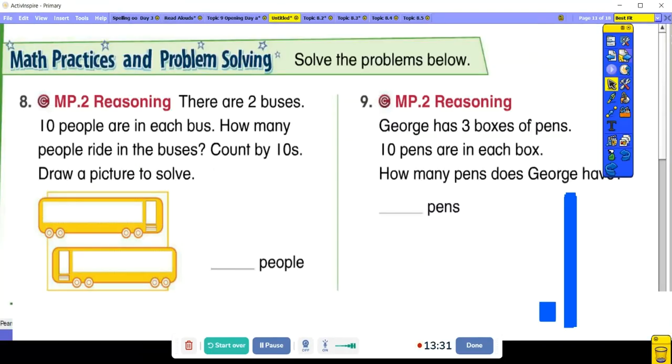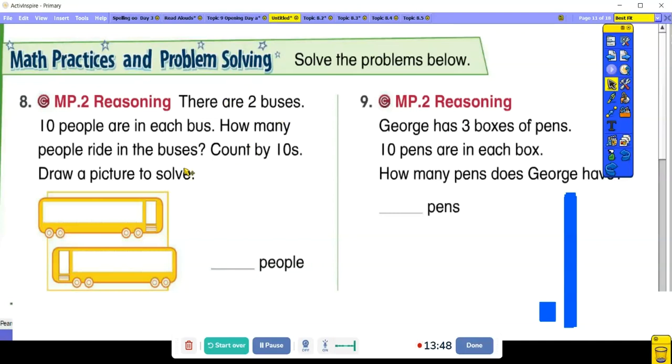All right, let's continue on. So looking over here, there are 2 buses. 10 people are in each bus. How many people ride in the buses? Count by 10s. Draw a picture to solve.